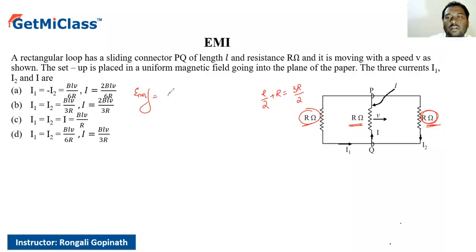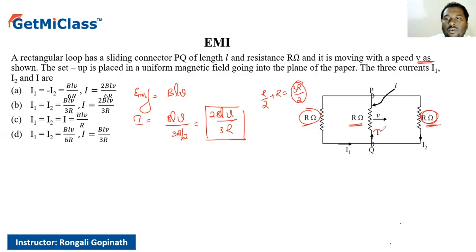And the EMF generated is BLV, right? At this particular instant when the speed is V, the EMF is BLV and the total resistance is 3R by 2. So the total current flowing is EMF by R, which is BLV by 3R by 2, which is 2BLV by 3R. And this current is flowing through the sliding rod, which is I. It is 2BLV by 3R.